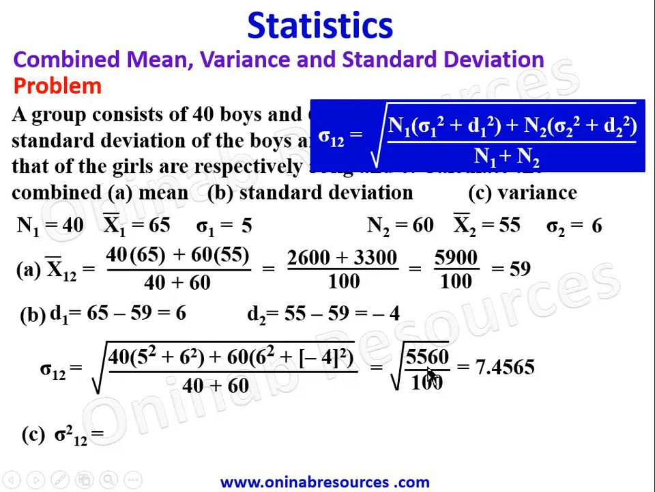Then we can now go ahead to find the combined variance, that is the square of the combined standard deviation, which is just as good as bringing what we have inside the square root here. We now have it at 5,560 over 100, which gives 55.6 as the combined variance of these two sets of data.